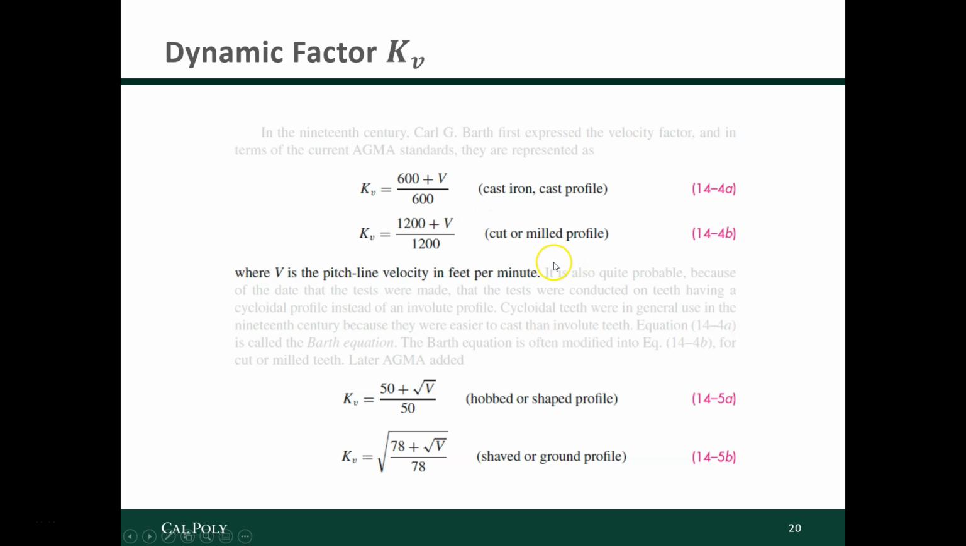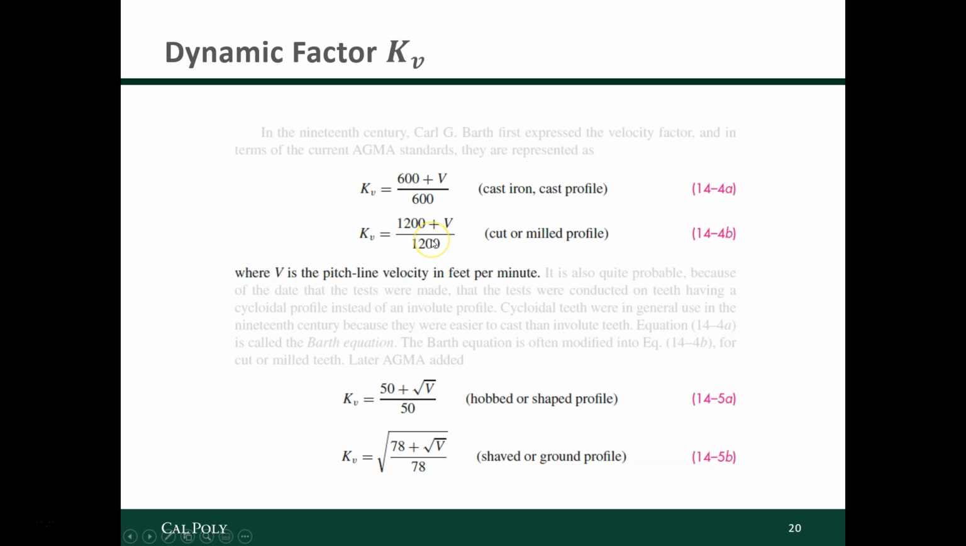For a cut or milled profile, then you've got, look at these numbers, they are twice what they were over here. But let's interpret that for a second. 600 divided by 600, well that's 1 plus V over 600. And this is like 1 plus V over 1200. So these are straight lines starting at 1, and this one has a slope that is twice that of this one, because this one has twice the number in the denominator.